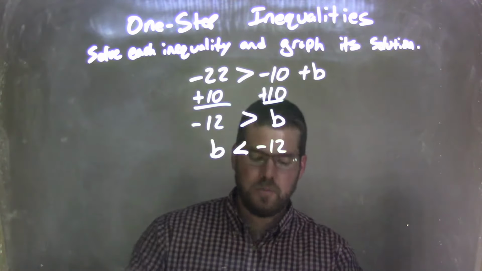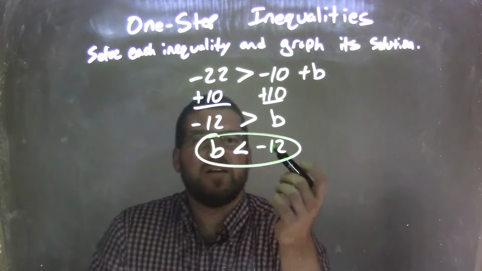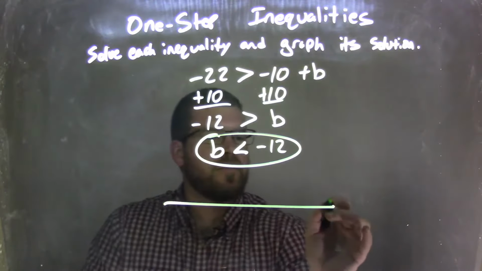Now I have b written first, which is fantastic. It's isolated, so we're done, right? b is less than negative 12 is my final answer. But now I need to graph it, so I'm going to graph it here.